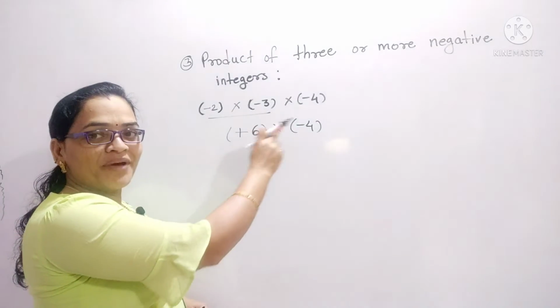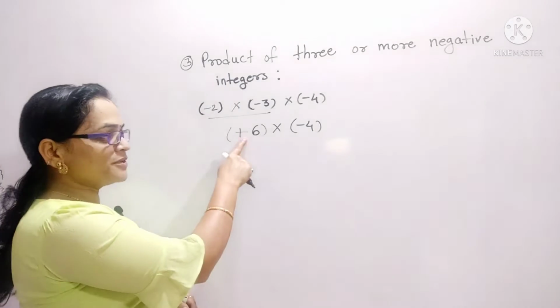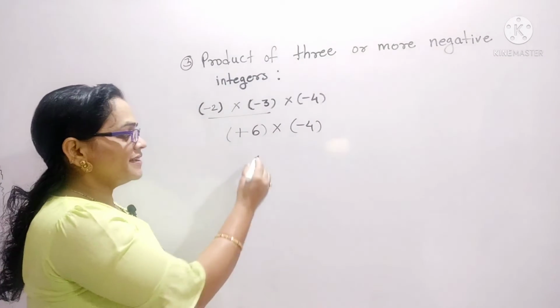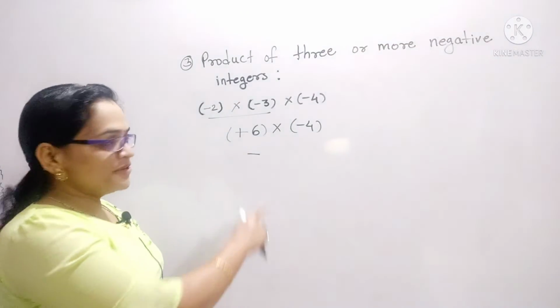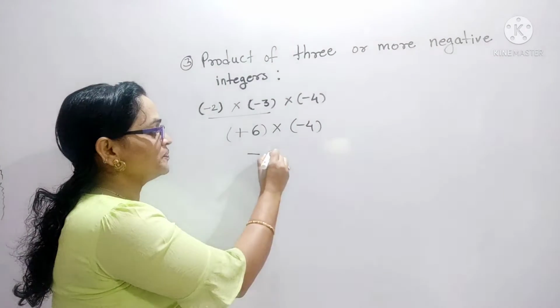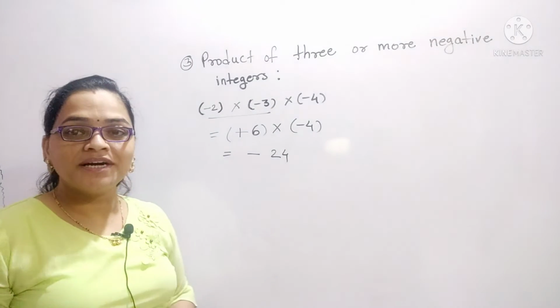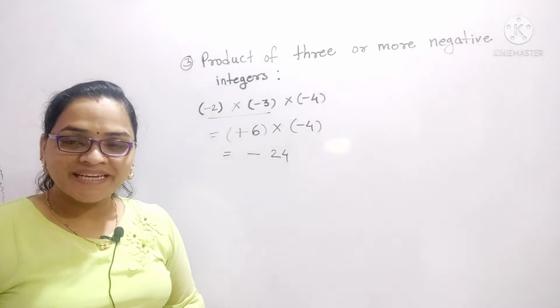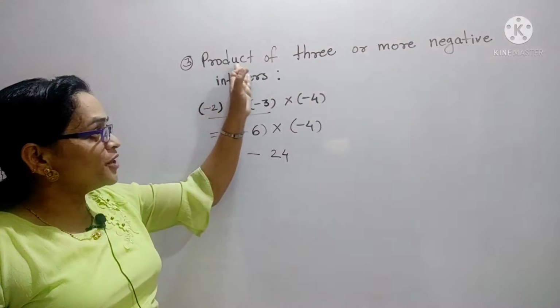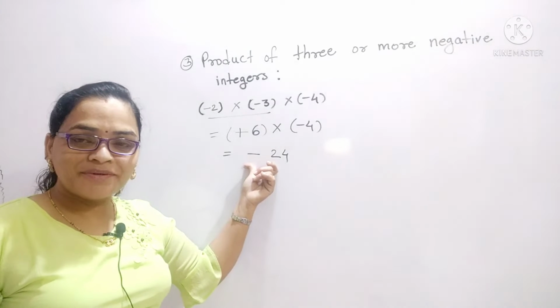Now, one positive and one negative integer is here. And what is the product of one positive and one negative integer? Yes, it is negative. Find the product of absolute values. 6 4s are 24, and put a minus sign in front of it. Means the product of 3 negative integers is negative only.